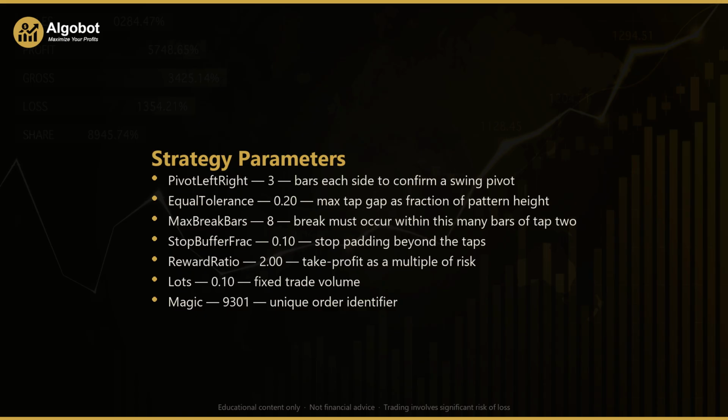Lots, defaulting to 0.10, is simply the fixed trade size. Always size this responsibly for your account. Finally, Magic, defaulting to 9301, is the unique identifier the EA stamps on its trades so it can manage only its own positions. Tune these on a demo account first.